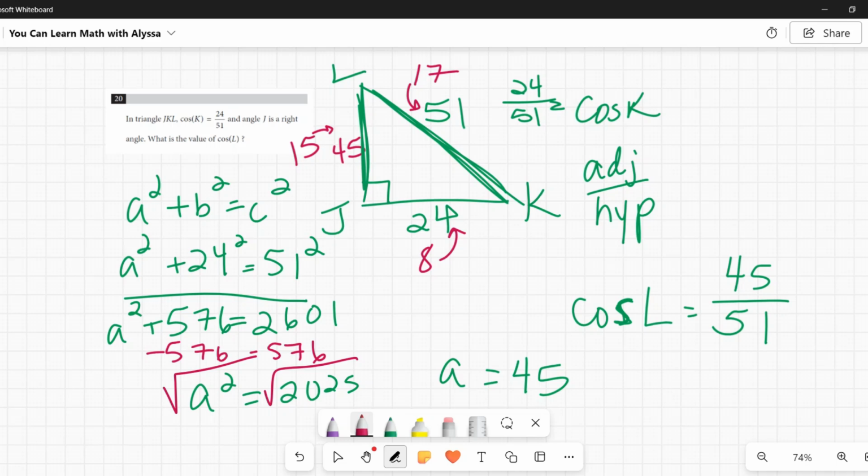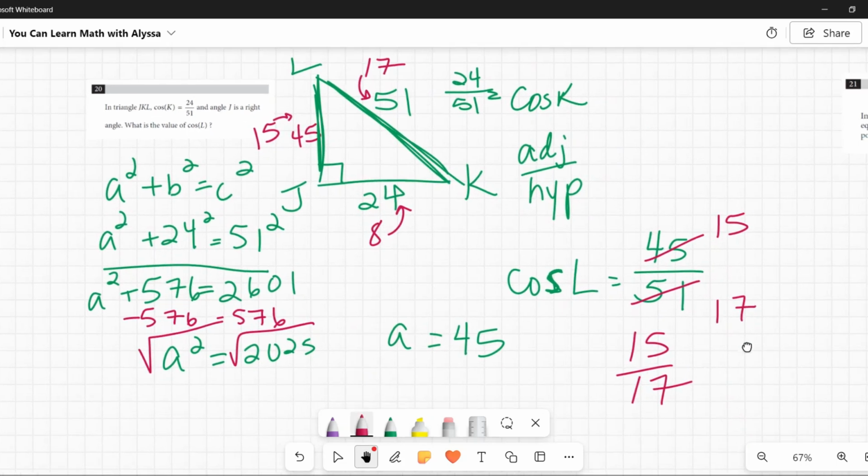Both of these are divisible by 3, so if I divide 45 by 3, I get 15. If I divide 51 by 3, I get 17. So my simplified answer is that the cosine of L is 15/17, and that is my answer. And you can put it in that fraction form or in a decimal.